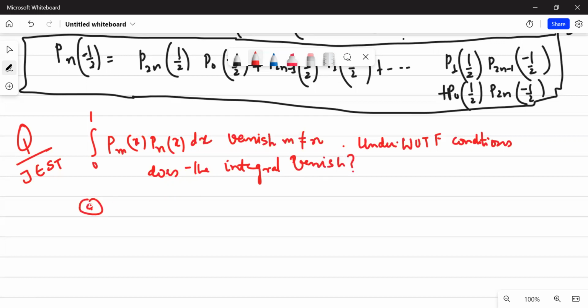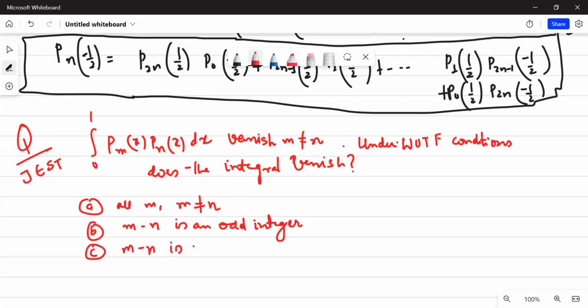So option number 1, it was given all m not equal to n. Option number 2 given was m minus n must be an odd integer. Option number C was given to you, m minus n is a non-zero even integer. So they will not take 0 here, non-zero even integer. And option number D, they're giving you that n should be equal to m plus minus 1.